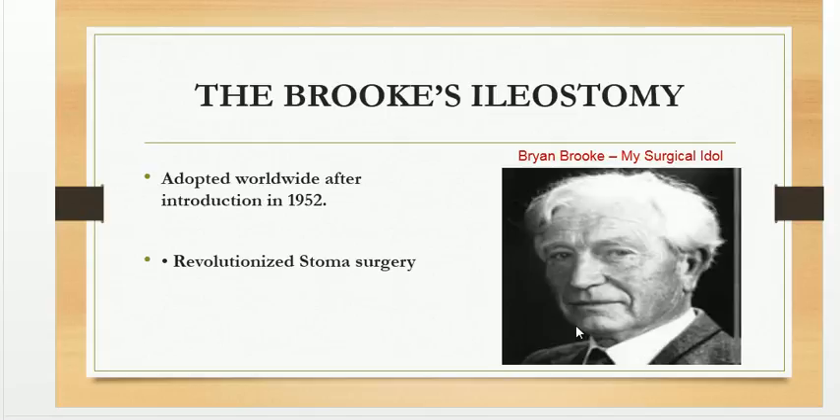So in case of ileostomy, we do a Brooke's ileostomy, and it was adopted worldwide after it was introduced in 1952 by Brian Brooke. This basically revolutionized stoma surgery. You must remember this name. The spout which we make for ileostomy, raised about 2 to 3 centimeters above the skin on the abdominal wall, we call Brooke's ileostomy. The problems which occur with ileostomy are lessened when we construct a Brooke's ileostomy spout.